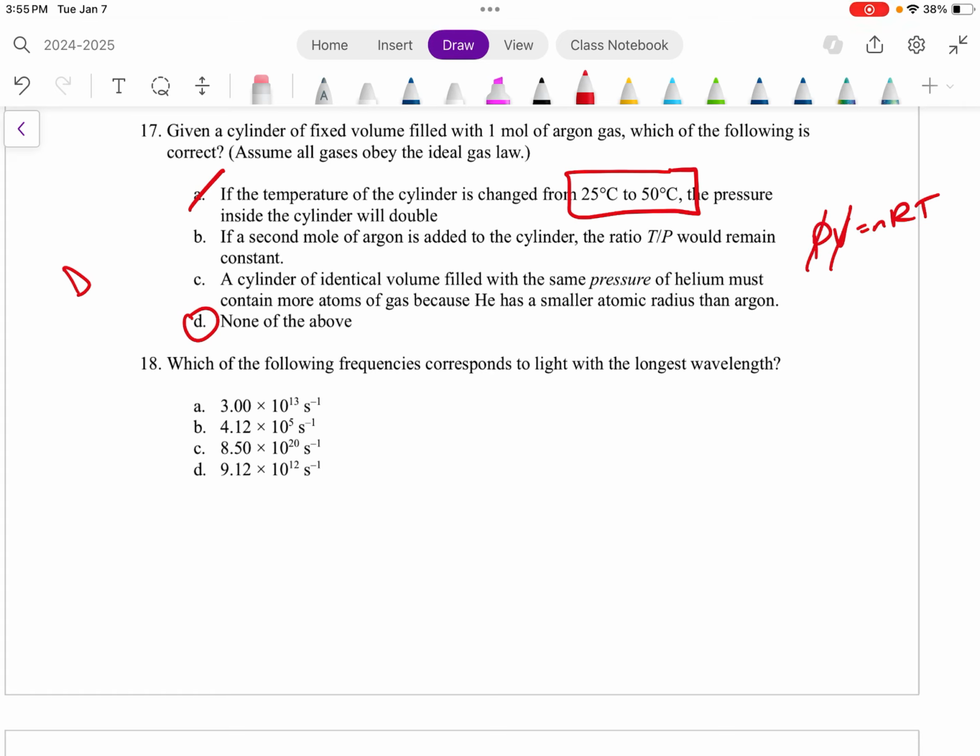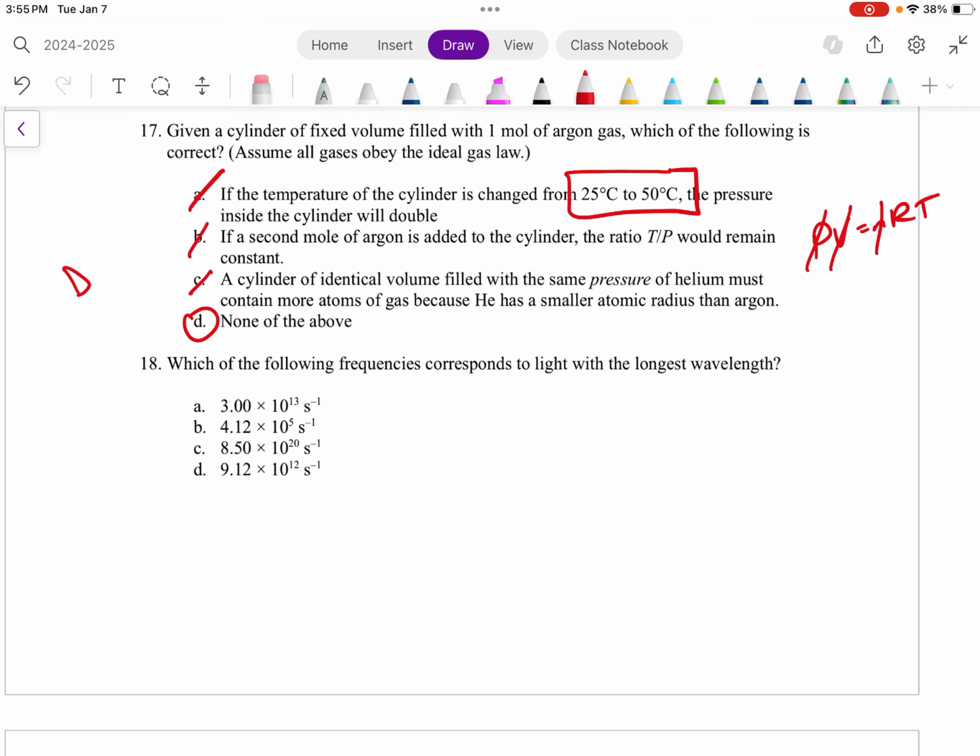So given a cylinder of fixed volume with 1 mole of gas, what's correct? Moles is constant, right? So C is not going to be true. So none of these are going to be true, and that's just based on the ideal gas law, PV equals nRT.